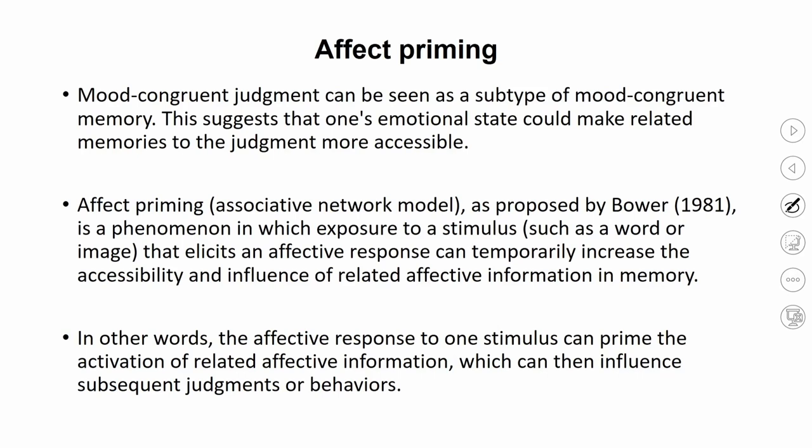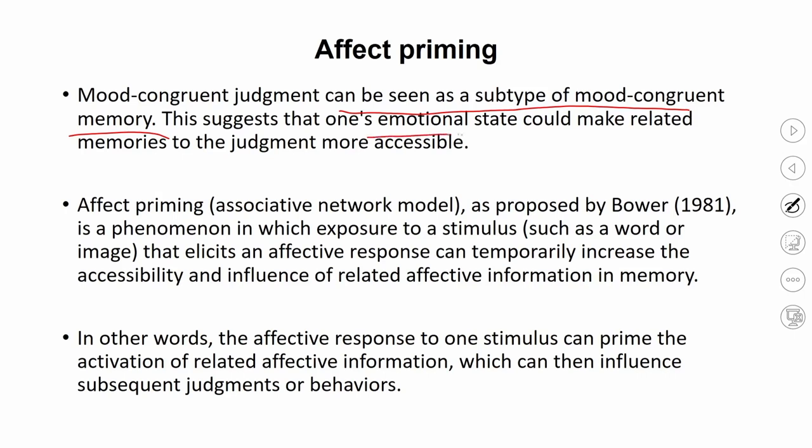So this is basically related to the associative network model of Bower that we talked about. It basically says mood congruent judgment is actually a type of mood congruent memory only. So whenever you are in a particular mood, it stimulates certain memories in accordance with your mood. So with a positive mood, you recall positive information, and then you take a decision which will be influenced by the nature of your memories. If positive memories are coming, you are more likely to make positive evaluations and judgments. So mood congruent judgment is a subtype of mood congruent memory itself.